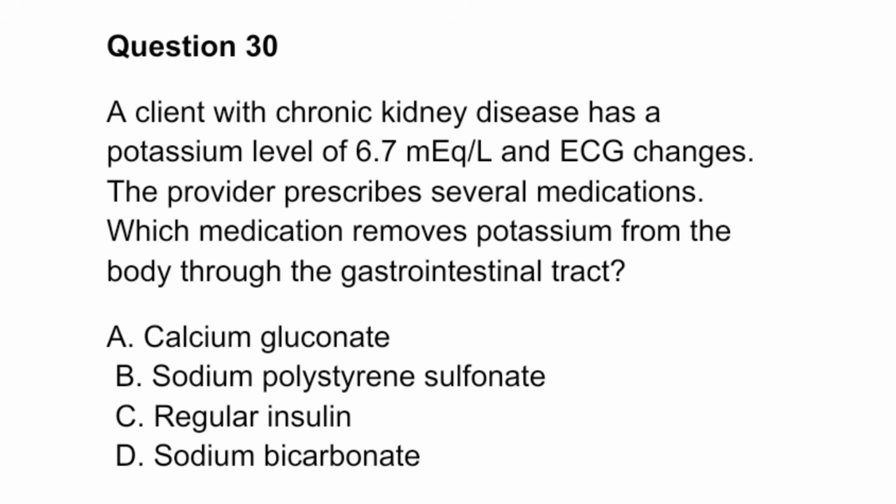Question 30. A client with chronic kidney disease has a potassium level of 6.7 milliequivalents per liter and ECG changes. The provider prescribes several medications. Which medication removes potassium from the body through the gastrointestinal tract? A. Calcium gluconate. B. Sodium polystyrene sulfonate. C. Regular insulin. D. Sodium bicarbonate.